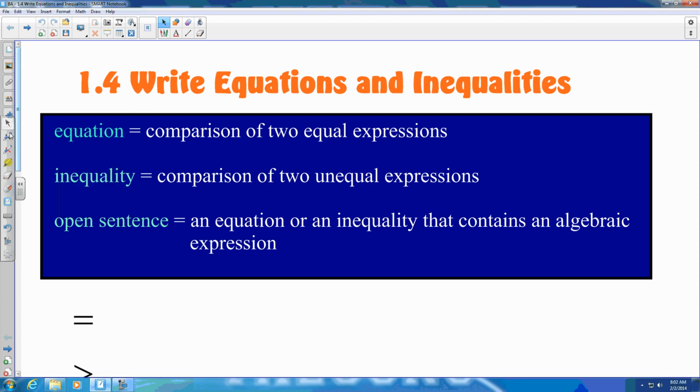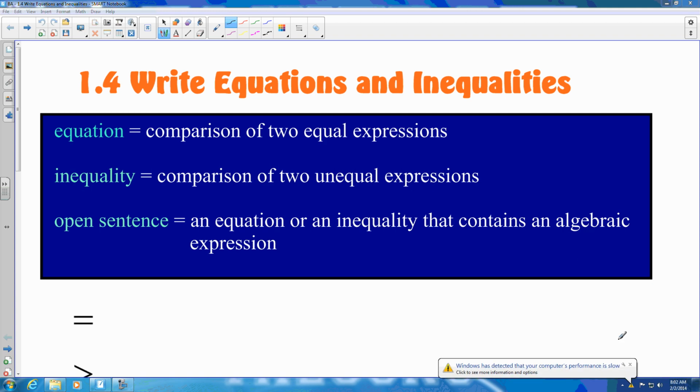All right, we are in section 1.4 where we're going to be able to write equations and inequalities. Up to now, we've talked about equations. The definition that I gave in class for an equation is a math problem with an equal sign. The more general definition that you'll see in your textbooks is that an equation is a comparison of two equal expressions. Now we said expressions were math problems without an equal sign. So two expressions together make an equation.